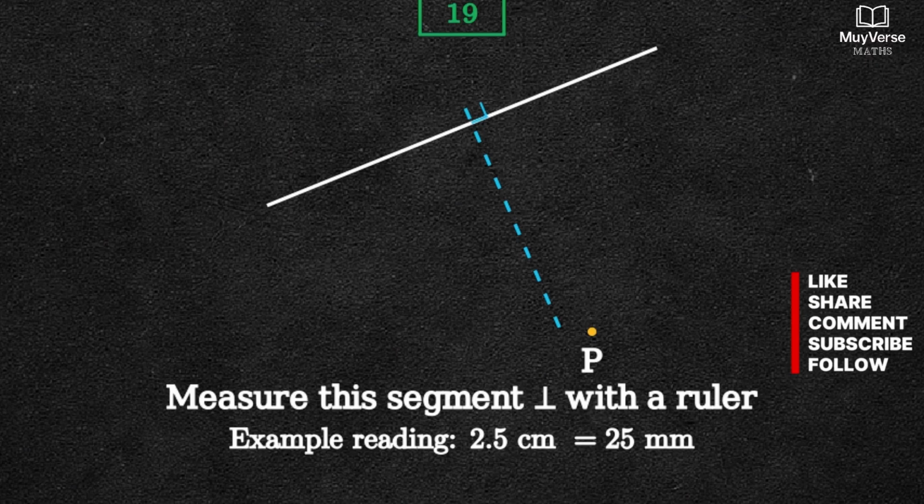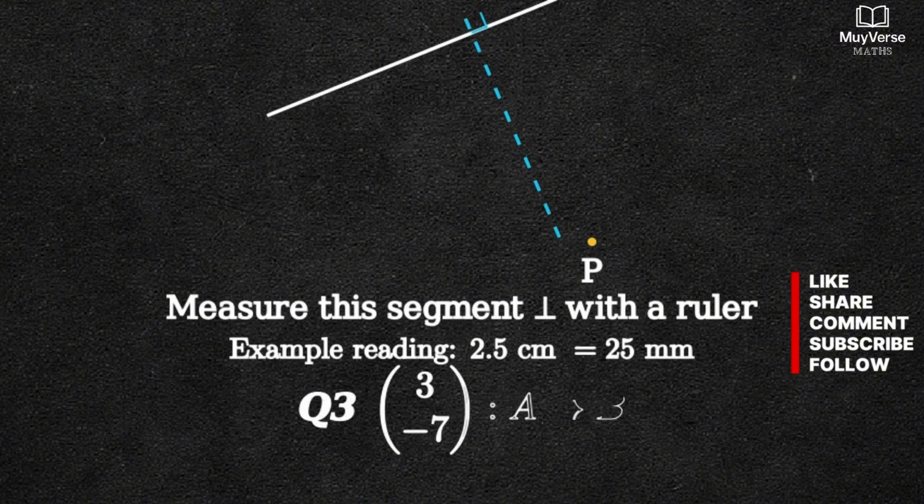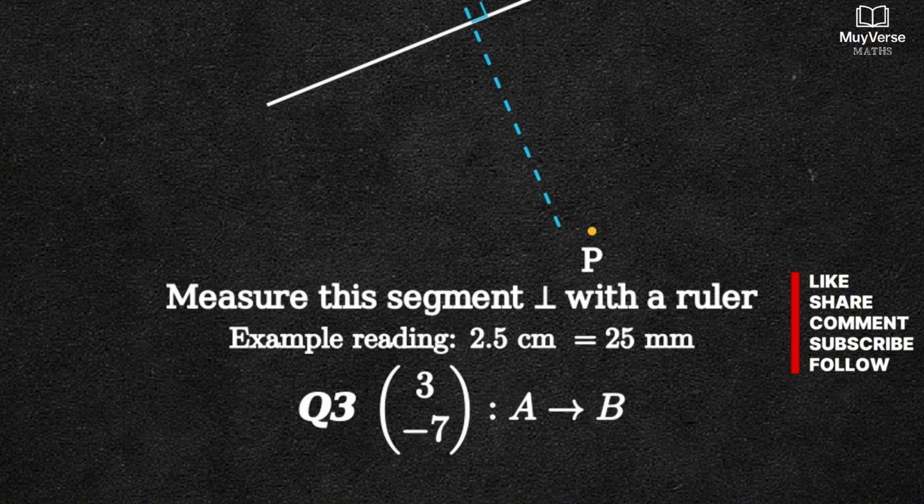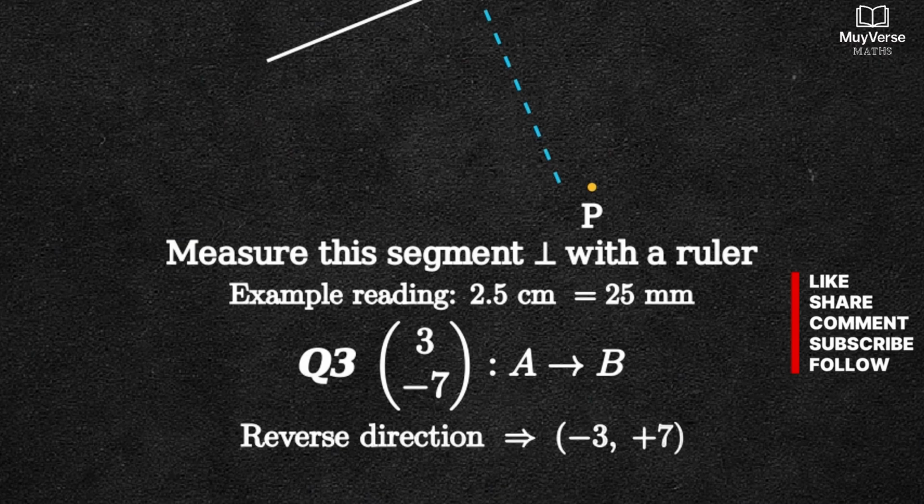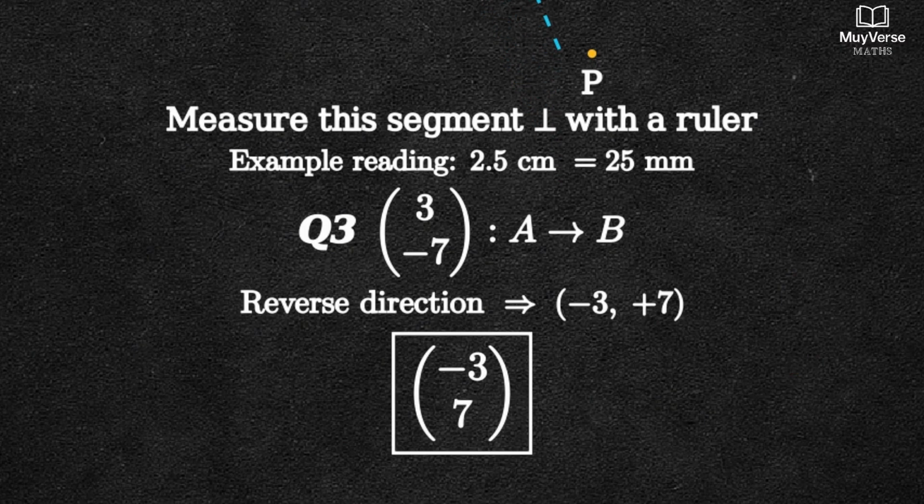For example, if you read 2.5 centimeters, that is 25 millimeters. Question 3. The vector column 3, -7 translates point A to point B. What vector translates B back to A? Reverse both components. Change +3 to -3, and change -7 to +7. So the required vector is column -3, 7.